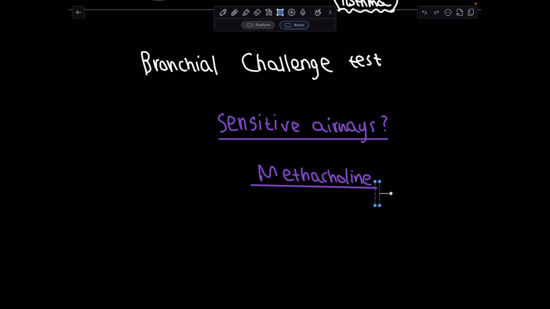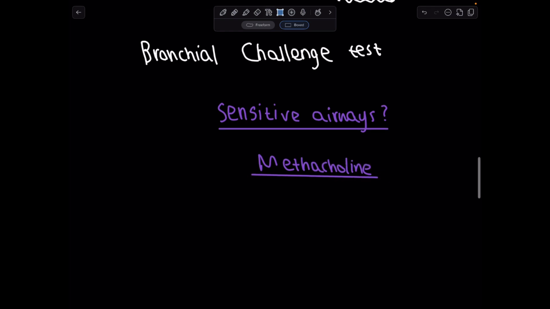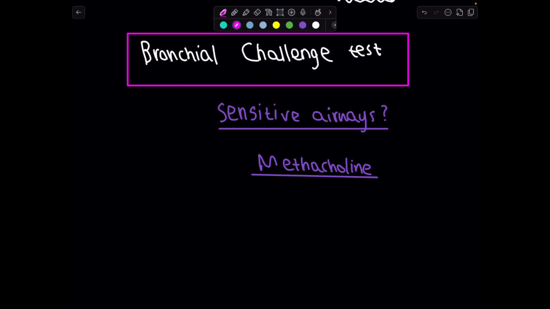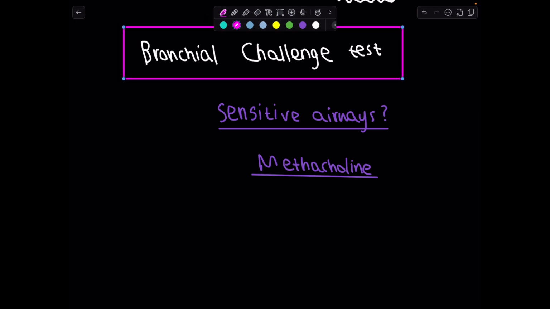It's used when other tests, like spirometry or peak flow, aren't clear, especially for tricky cases like cough variant asthma, where symptoms are less obvious. Think of it like a stress test for your lungs to reveal asthma that's hiding. Want me to go into how doctors decide when to use this test?